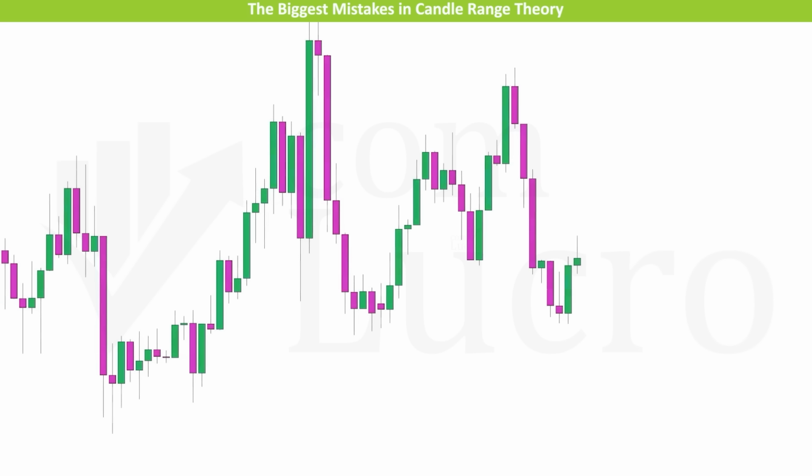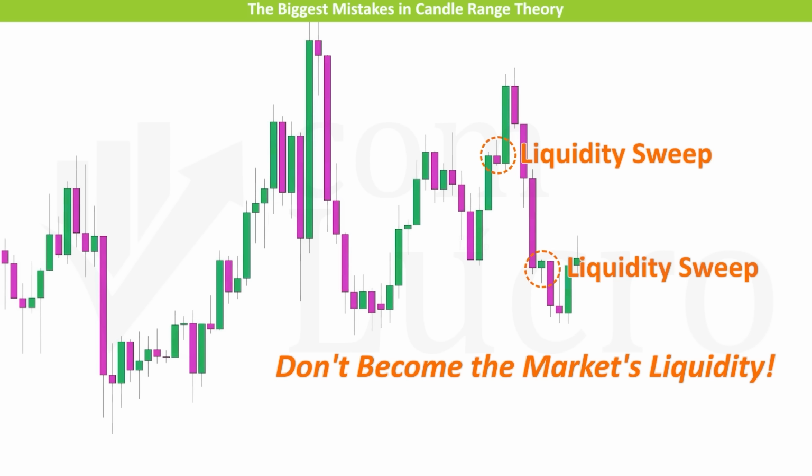Now that we've covered how to apply the candle range theory correctly, let's take a quick look at some of the most common mistakes traders make and how to avoid them. One major mistake is trying to use CRT in a choppy or sideways market where there's no clear direction. CRT performs best in trending conditions where you can clearly identify impulsive and corrective legs. Without that structure, the sweeps lose meaning and produce unreliable signals.